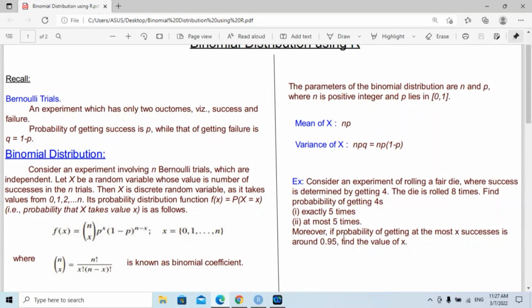And in the last bit, they have said that the probability that capital X is at the most small x is 0.95. The probability that capital X is less than or equal to small x is 0.95, and then we need to find the value of x corresponding to that particular probability.